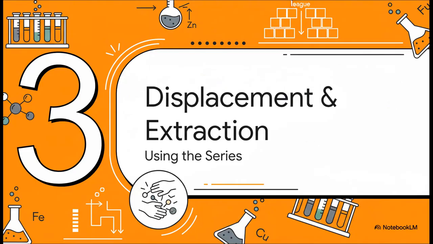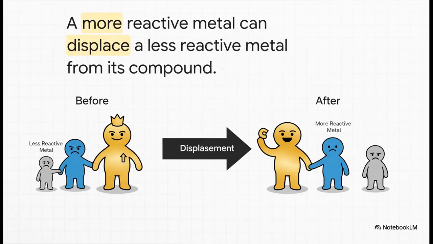So, we've got our league table. What can we actually do with it? Well, this is where it gets really powerful, because we can use it to predict what's going to happen in certain reactions, especially something called a displacement reaction. The golden rule is this, and it's beautifully simple. A more reactive metal will always kick out or displace a less reactive metal from its compound. Think of it like a chemical wrestling match. The stronger, more reactive metal always wins and takes the other's place.